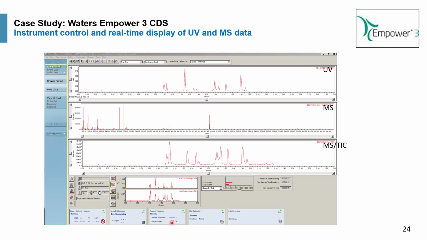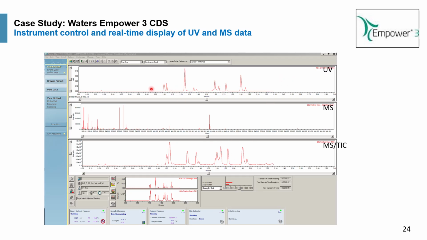Here's a case study on Waters Empower 3, which is a modern, very popular, very common CDS used for both instrumental control and real-time display of both UV and mass spec data. One of the increasing trends in CDS is that some chromatographic data systems can also handle simple mass specs such as a single quad mass spec, right?